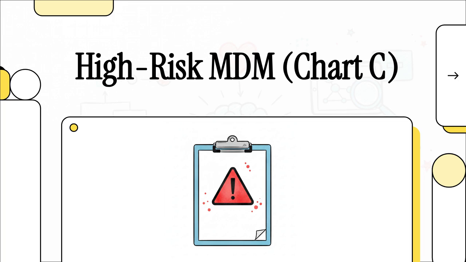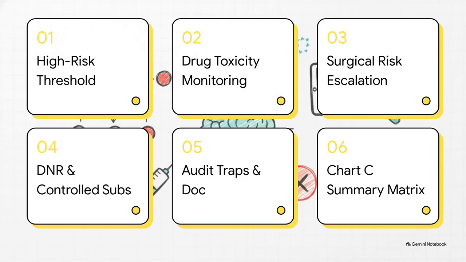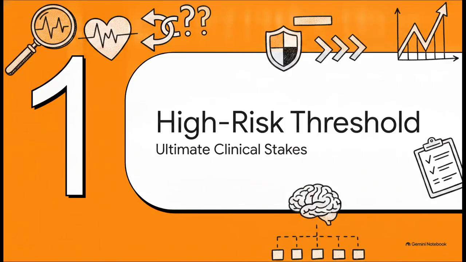So today we're going to break down exactly what warrants a high-risk level and how to make sure your charts perfectly reflect that complexity. Here's our roadmap for today. We'll define the high-risk threshold, walk through drug toxicity monitoring, surgical risk and escalation, DNRs and controlled substances, look at a few common audit traps, and wrap it all up with a handy summary matrix. Let's start with Section 1, the high-risk threshold, defining the ultimate clinical stakes.